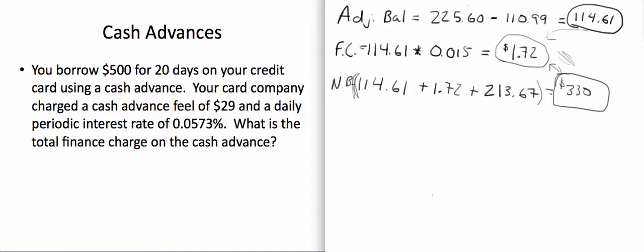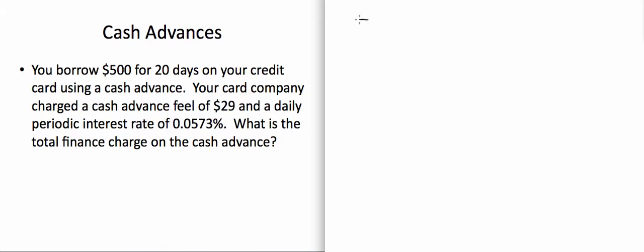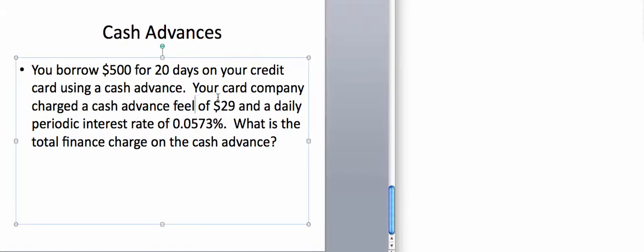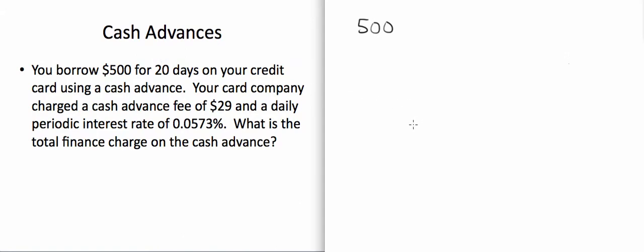And then lastly, we have the idea of cash advances. Cash advances says you're going to borrow $500 for 20 days on your credit card. You have an advance fee of $29 and a daily periodic interest rate of 0.0573%. To figure this out, we take 500 and multiply it by the number of days, 20, and multiply that by the percentage as a decimal. Notice this is a really small percentage, so we get a really small decimal, 0.000573, with three zeros. When we multiply those things out, we get $5.73. That becomes our interest.